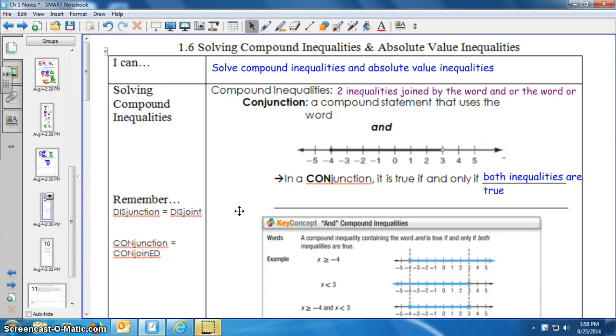This is lesson 1.6, solving compound inequalities. We're going to get to absolute value in the next video, but let's just first define compound inequality. It's two inequalities joined by the word "and" or the word "or."